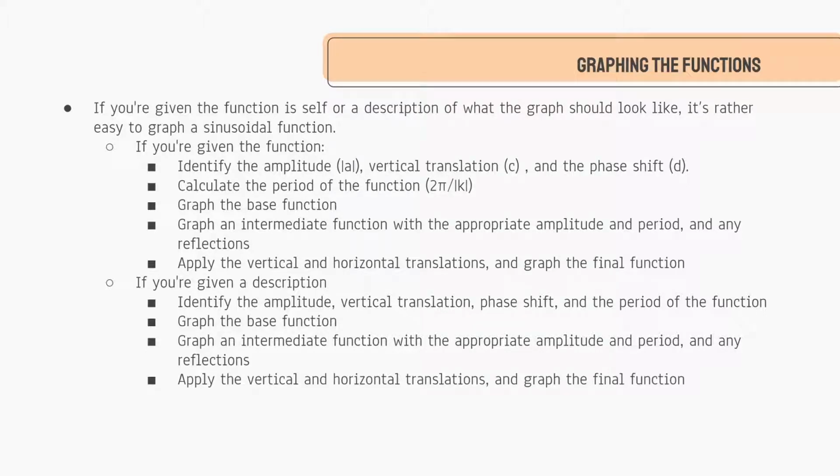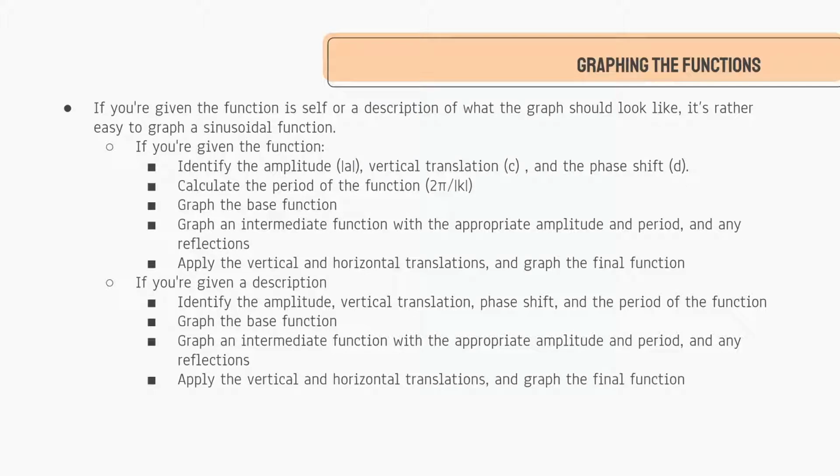Then what you should do is graph the base function. So if you're given a sine function, graph the function sine of x. If you're given cos, then graph the cos function. Then you should graph an intermediate function with the appropriate amplitude and period and any reflection, so apply the A and K parameters. Lastly, add on the C and D parameters and you should have your final function.